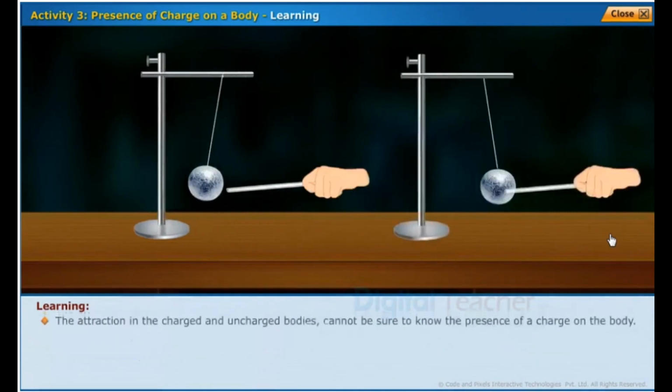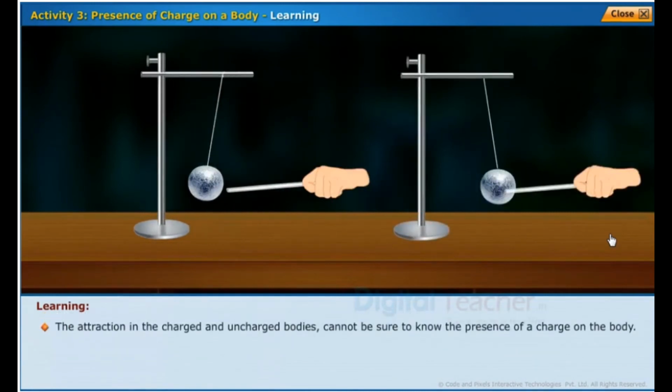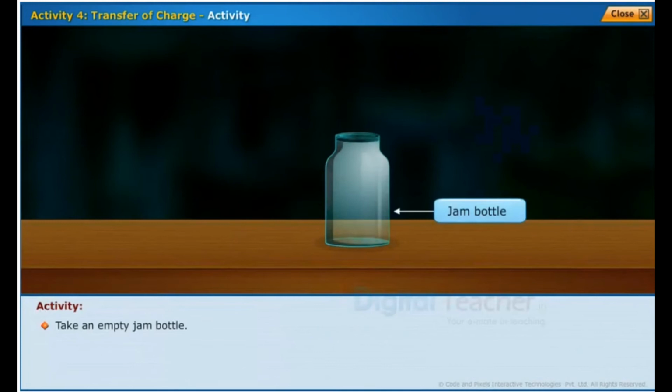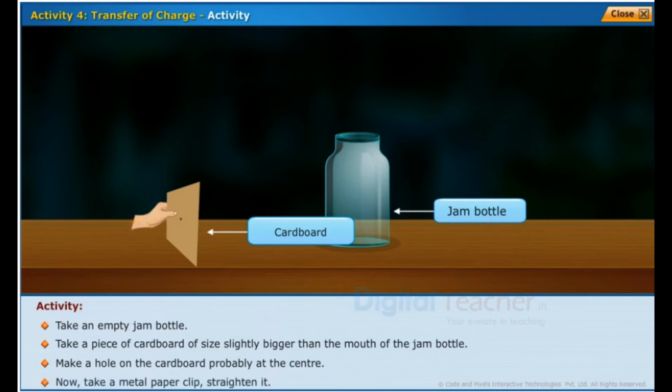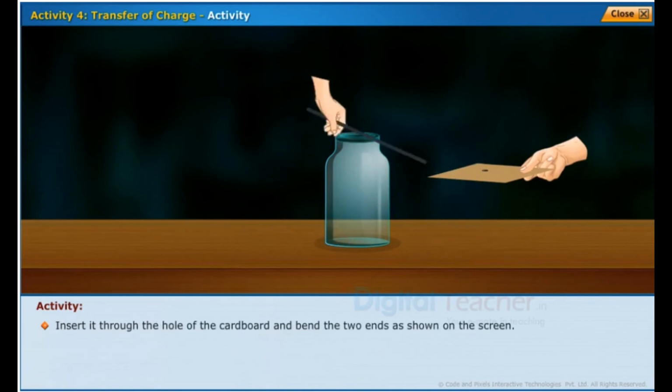The attraction between charged and uncharged bodies cannot be relied on to know the presence of a charge on the body. Activity 4. Transfer of charge. Take an empty jam bottle. Take a piece of cardboard of size slightly bigger than the mouth of the jam bottle. Make a hole in the cardboard, probably at the center. Now take a metal paper clip, straighten it, insert it through the hole of the cardboard and bend the two ends as shown on the screen.